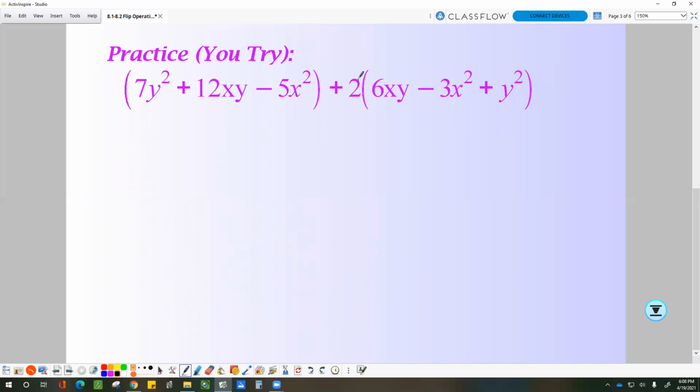Here, I need to distribute this 2 into the second group. Notice that I'm adding, so I don't change the signs of anything, but I will have to multiply each term in the second group by 2. So I can rewrite this as 12xy minus 6x squared plus 2y squared.